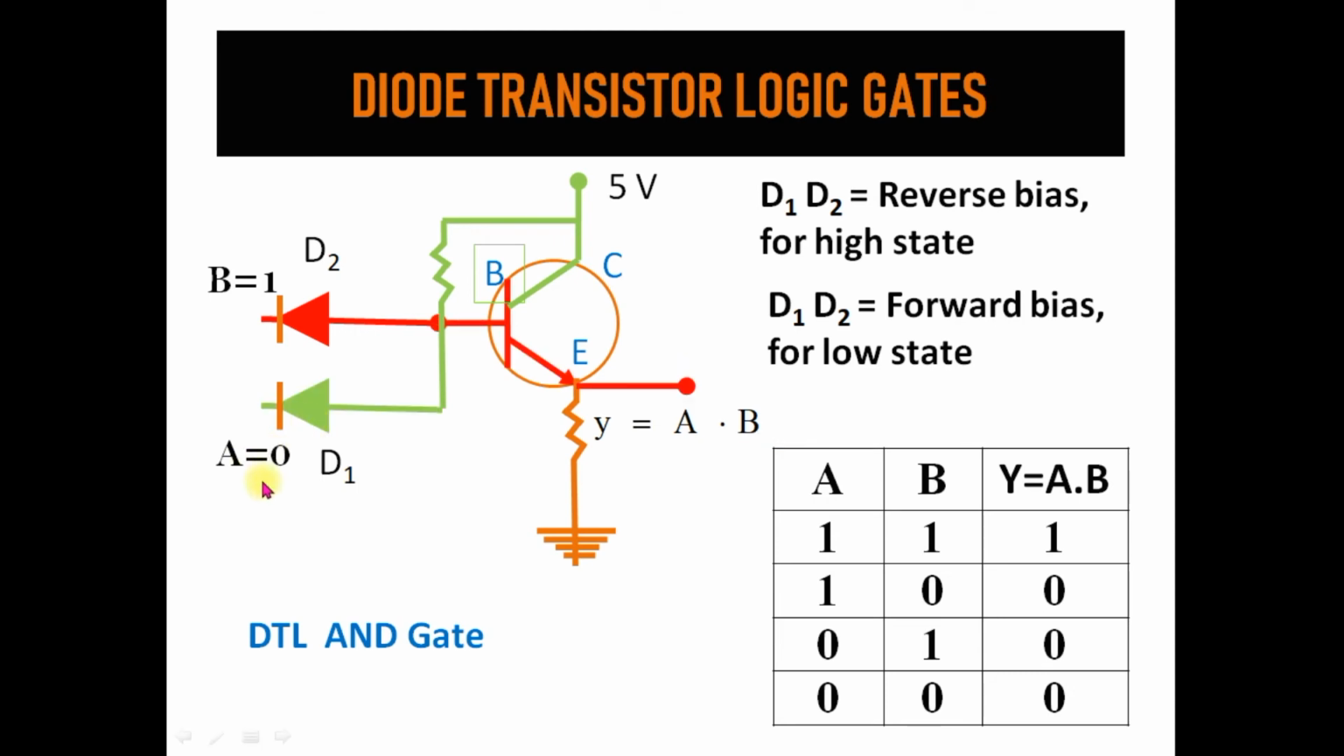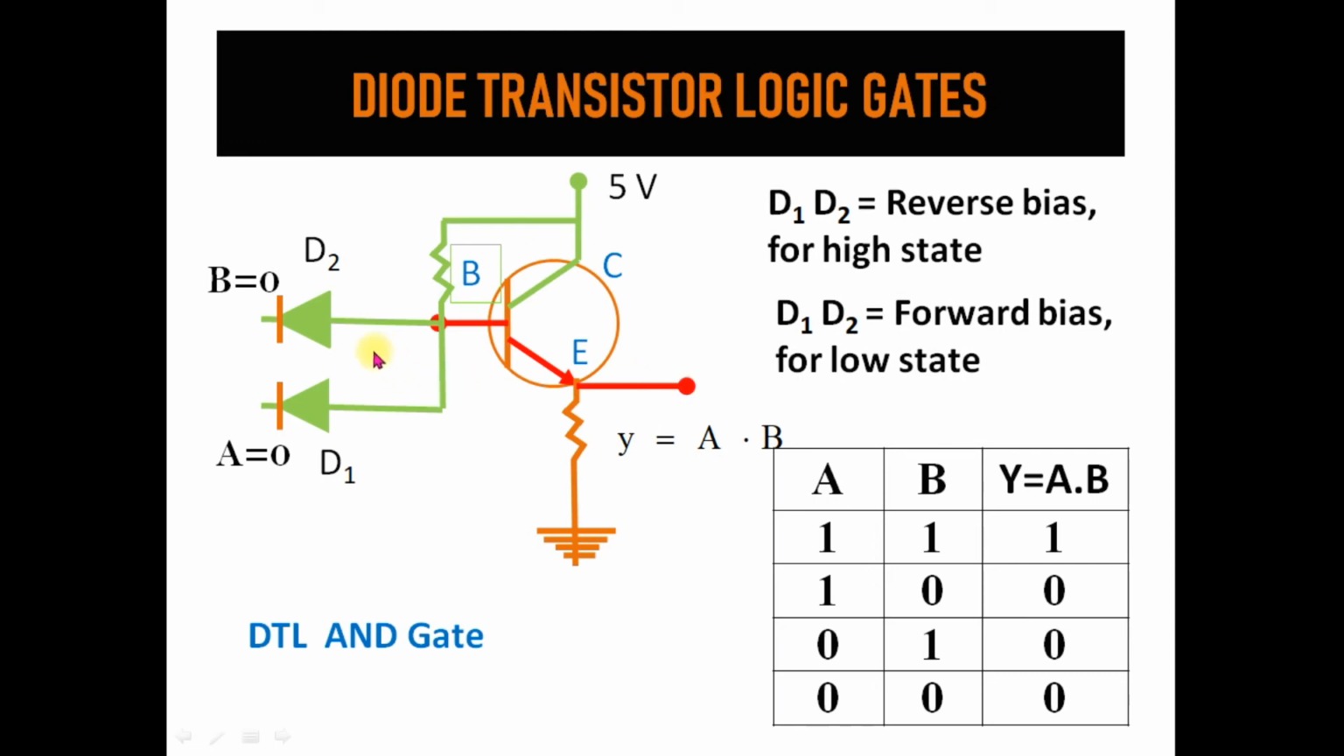If A is equal to 0, then this diode is in forward bias. When this is in forward bias, it conducts. So it makes a complete path for the flow of current or voltage. Then there is no flow of current or voltage to the base. Then the complete path is not present, hence the output is 0.